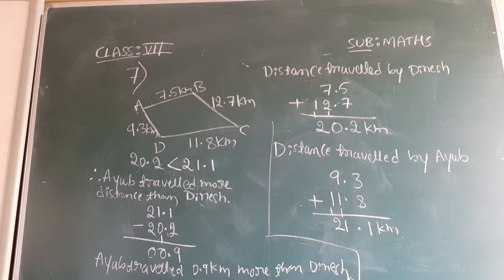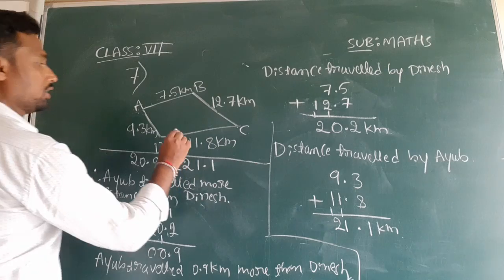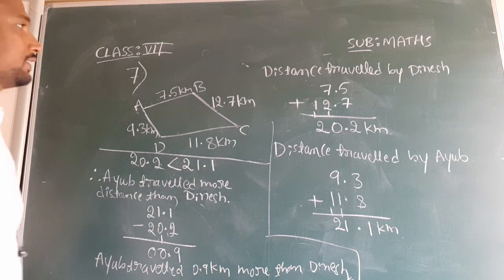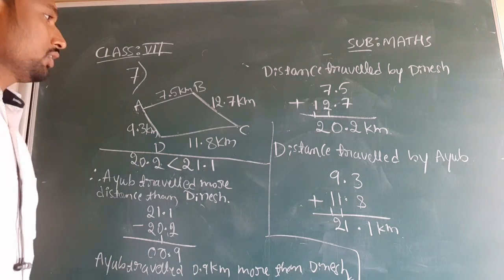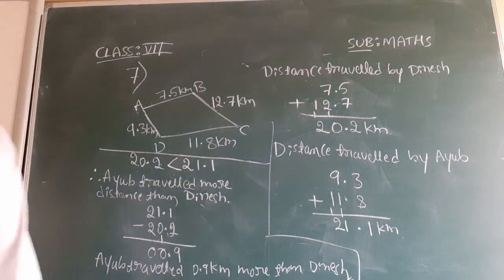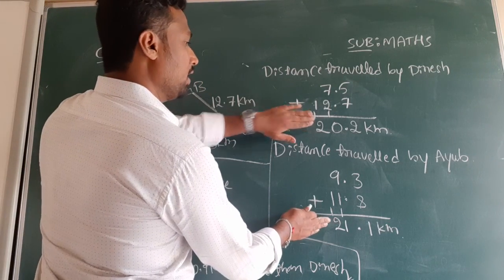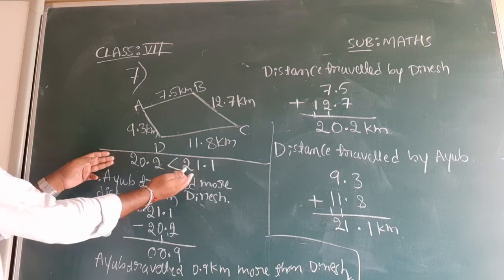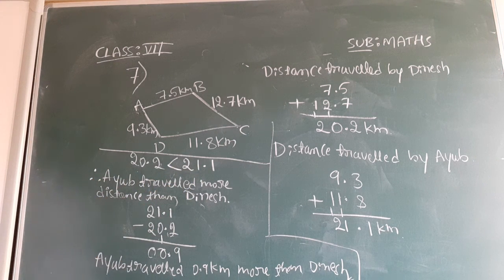Okay. First here you have to draw this diagram. Next you have to calculate total distance travelled by Dinesh. Next you have to calculate total distance travelled by Ayub. Then you have to compare these two values, total distance covered by Dinesh and Ayub. So here after comparing these two values you will get to know who travelled more. And they are asking by how much they travelled more.